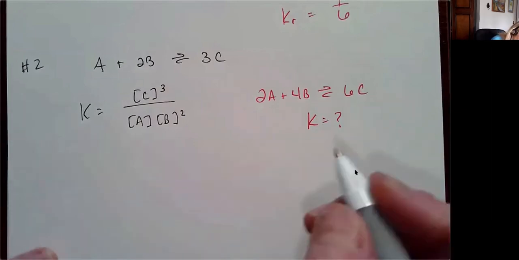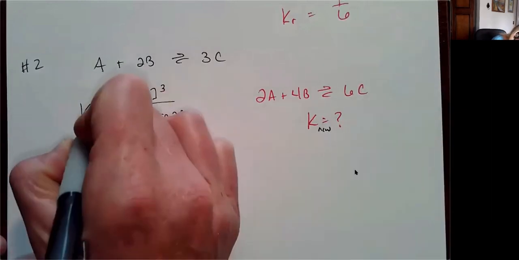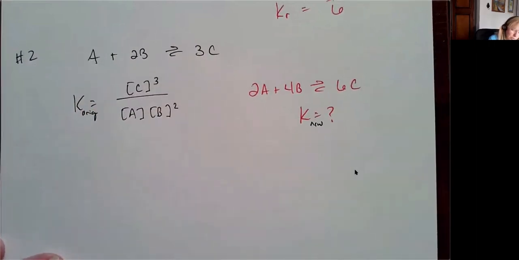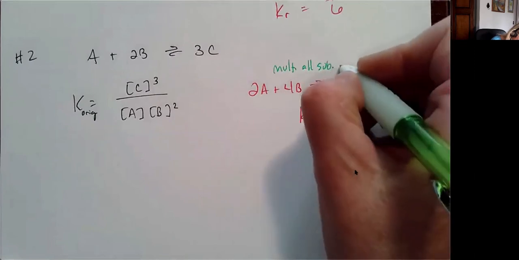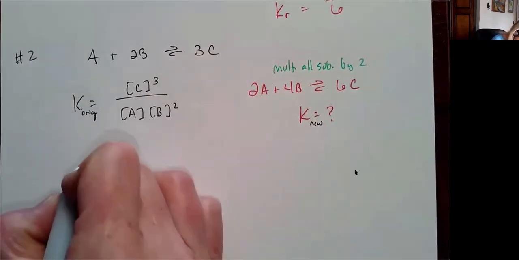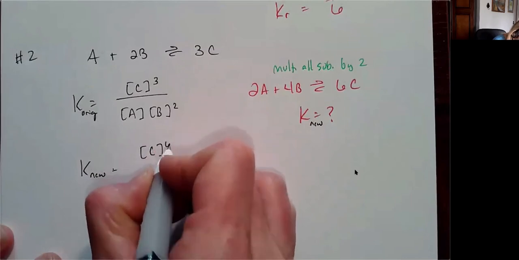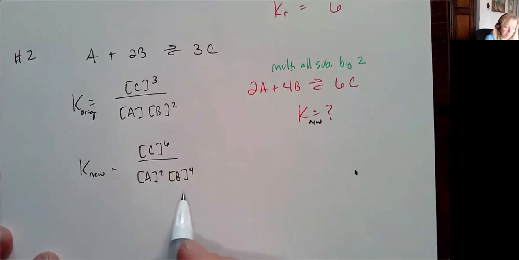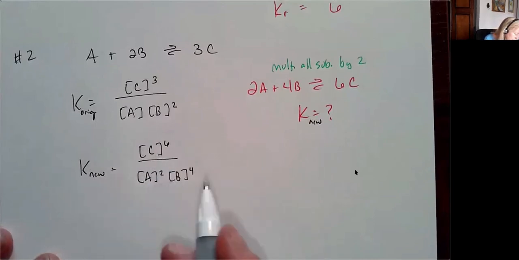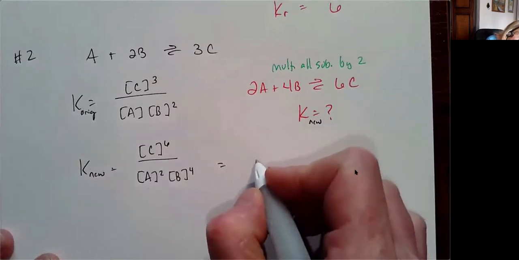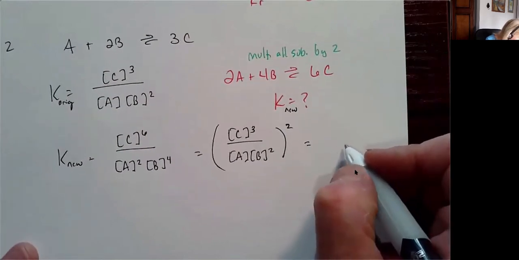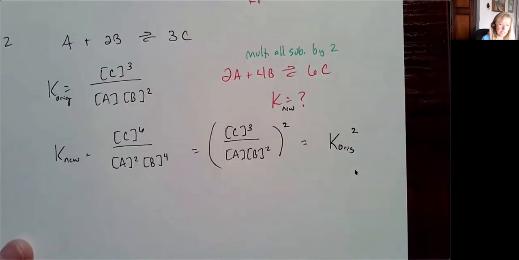So my K new, this would be my K new and this would be my K original. So I'm still going in the forward direction, but now I've multiplied all the substances in my reaction by 2. So my K new then would be C to the 6th over A squared B to the 4th, and I could recalculate this. If I had these equilibrium concentrations, I could plug these in and recalculate it, or I could just say this is equal to my K original squared. And so that's another relationship.